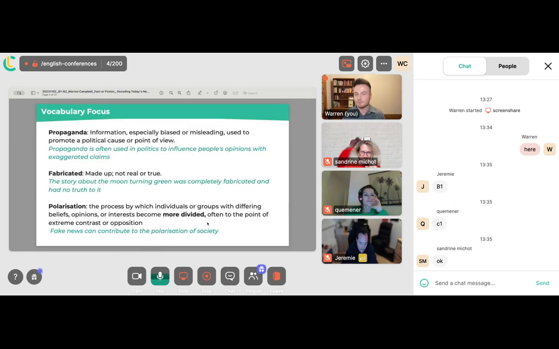Some vocabulary for today. Propaganda. Information, especially biased or misleading, used to promote a political cause or point of view. An example sentence: Propaganda is often used in politics to influence people's opinions with exaggerated claims.